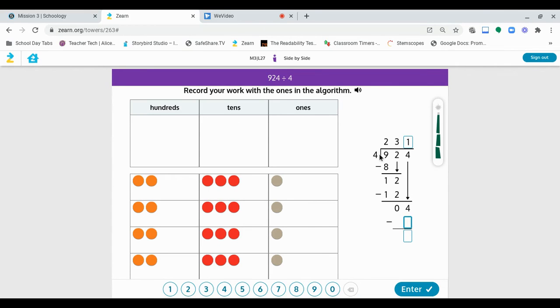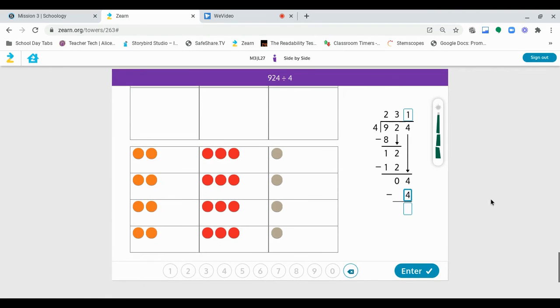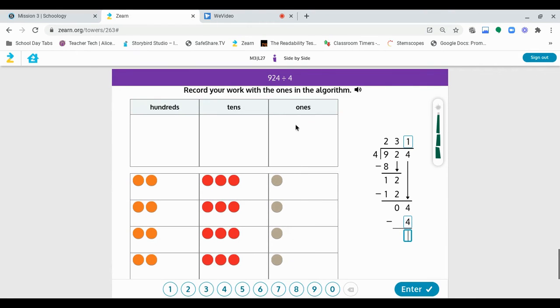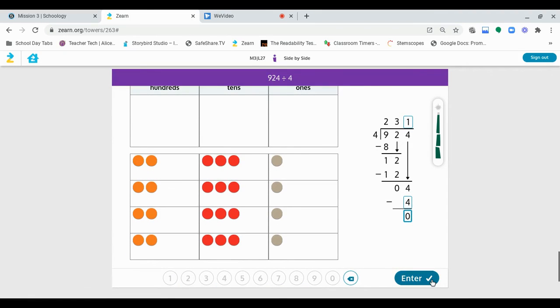My second step after dividing is multiply. So I do 4 times whatever number I wrote down. I just wrote a 1, so 4 times 1 is 4. And then I subtract them to see if I had any left over. If I did it right, you should see I did not have any left over here, so it should be 0. If there was any left over in the 1s, that's going to be your remainder.